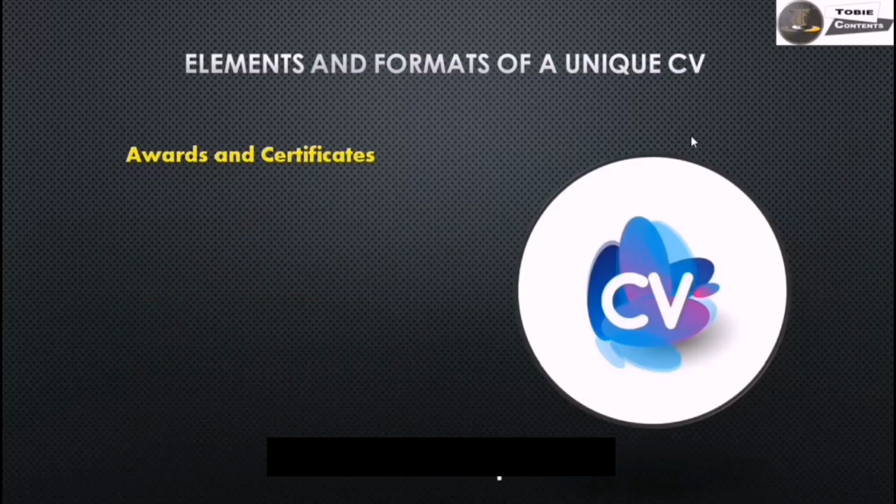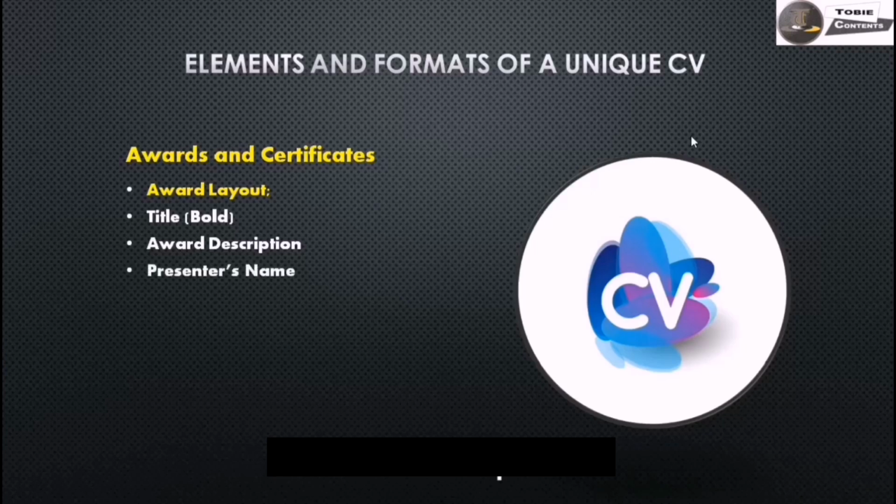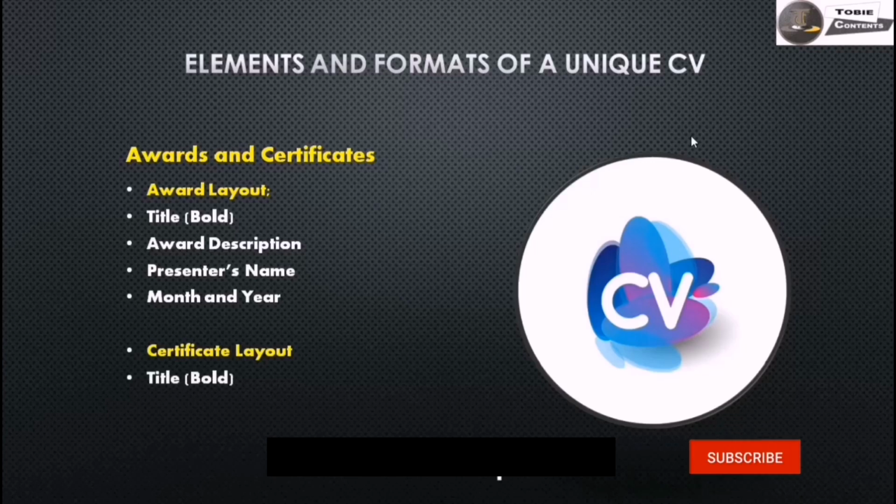Now, the next category, we have the awards and the certification. What is the layout for awards? The first thing to come is a title. You put it in bold, followed by the award description, meaning what it entails, followed by the presenter's name, who presented you the award. Then we have the month and year. Then the next category is the certification layout. So we have just the title in bold, then the month and year.